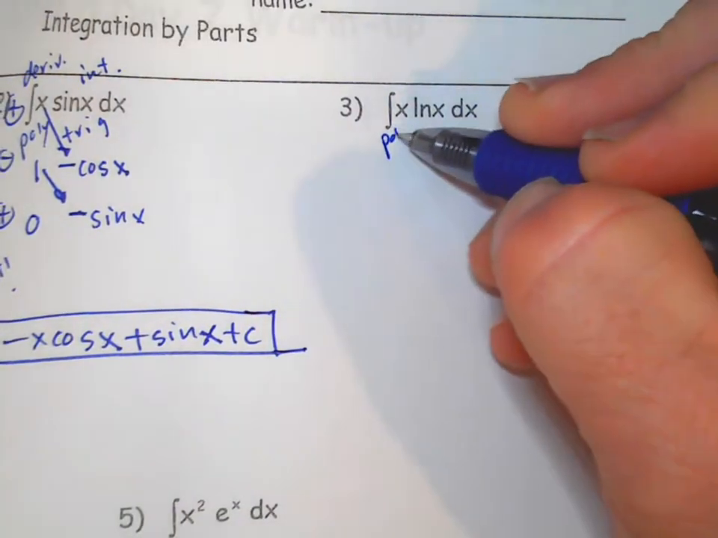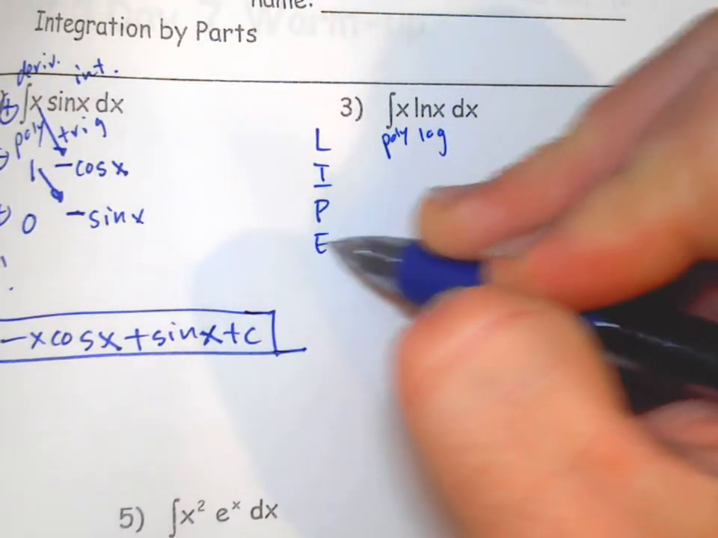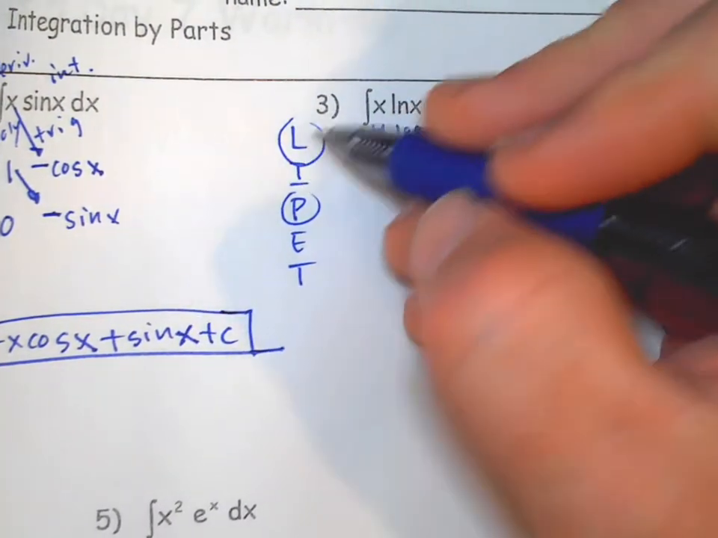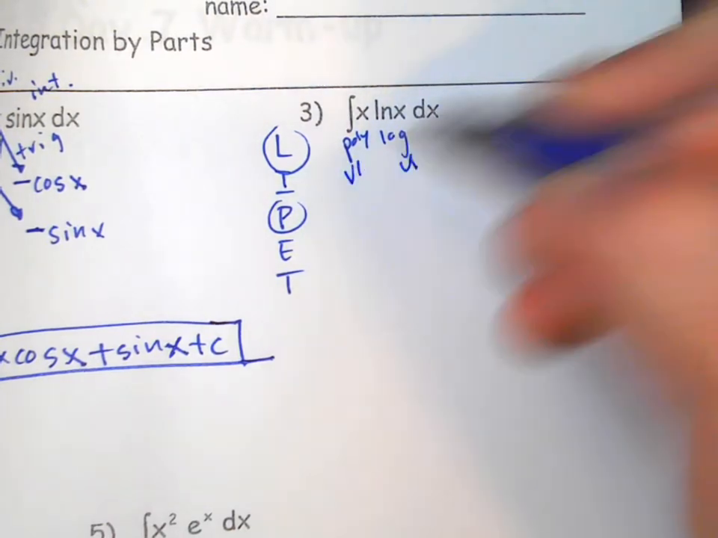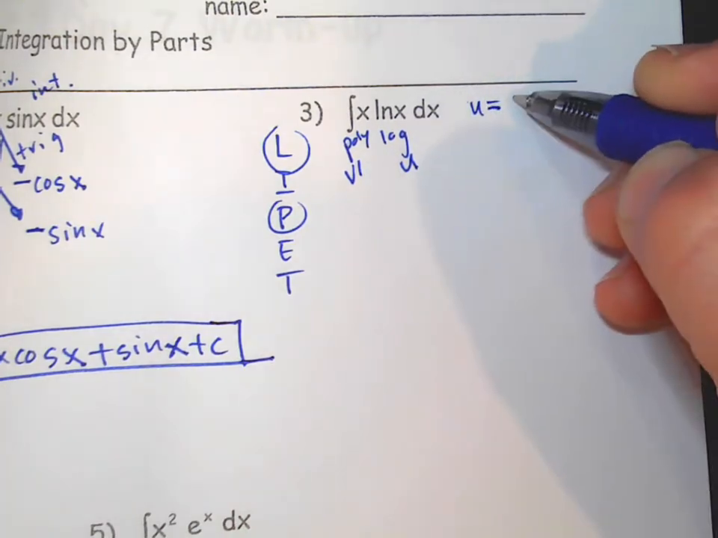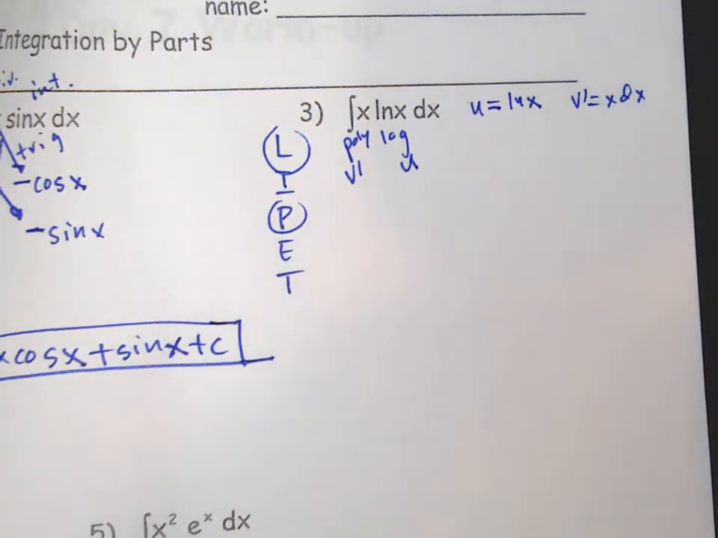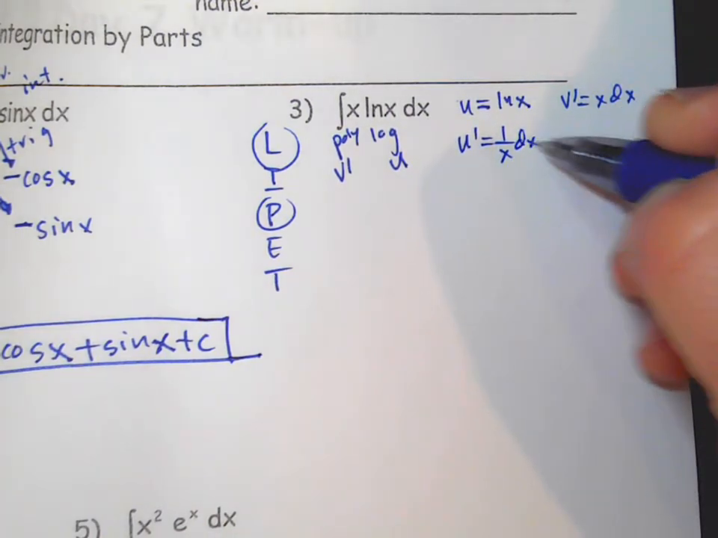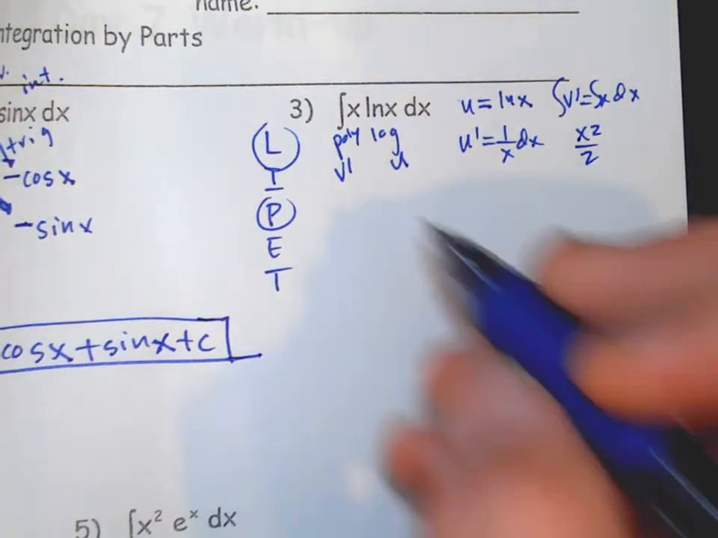All right, next one. This is Poly-Log. So LIPET. Poly-Log, no shortcut. The thing first on the list should be your u. So the log should be u, and the other one should be v prime. So u equals natural log of x. v prime equals x dx. So the dx should go with the v prime. We take the derivative of u, we get 1 over x dx. This one I'm going to integrate. I'm going to get x squared over 2. So we're going to write it in here.